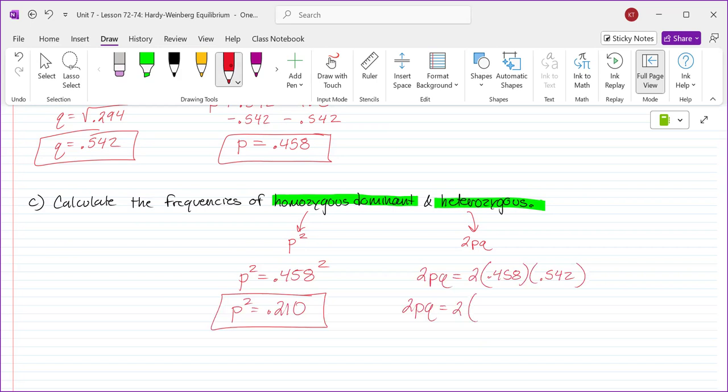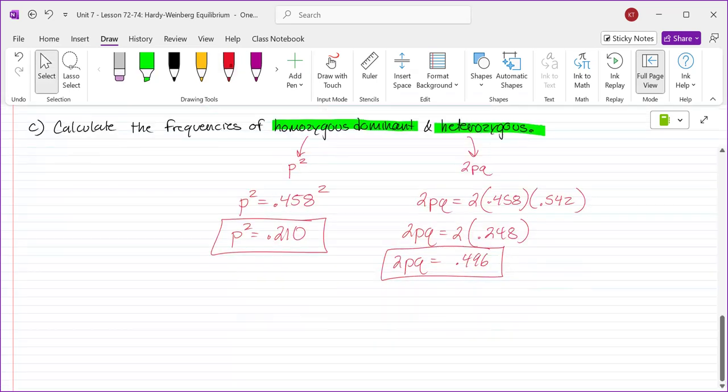Hold on. I got 0.248 here. And then 2PQ is going to be 2 times 0.248. I got 0.496. Yes, Adriano. You could, but that may not always be an option. So I wanted to teach you how to do it by the book. All right. You're almost ready. I got one more for you.